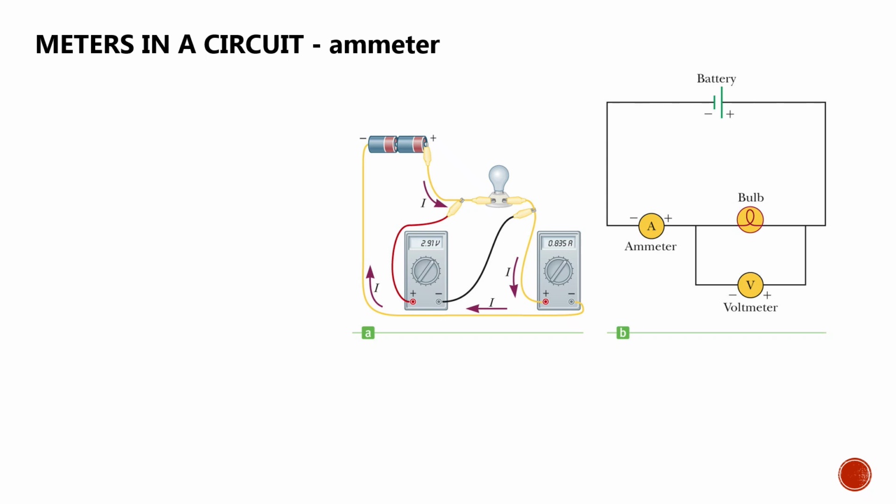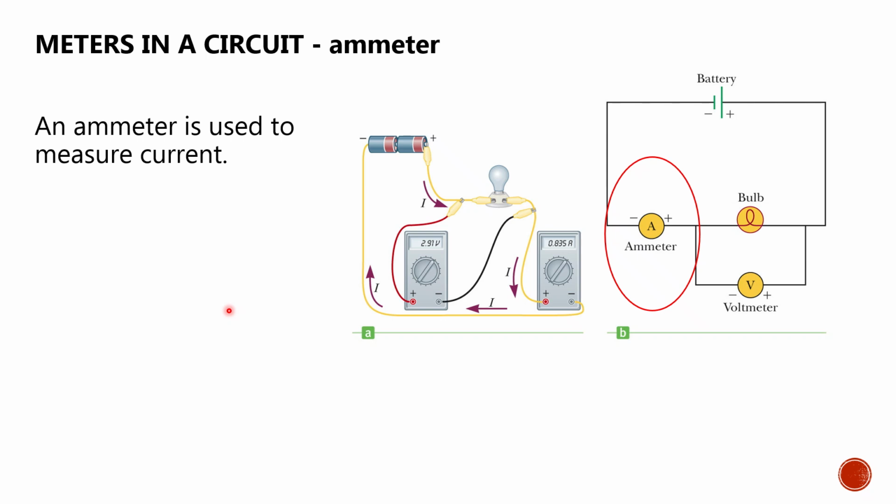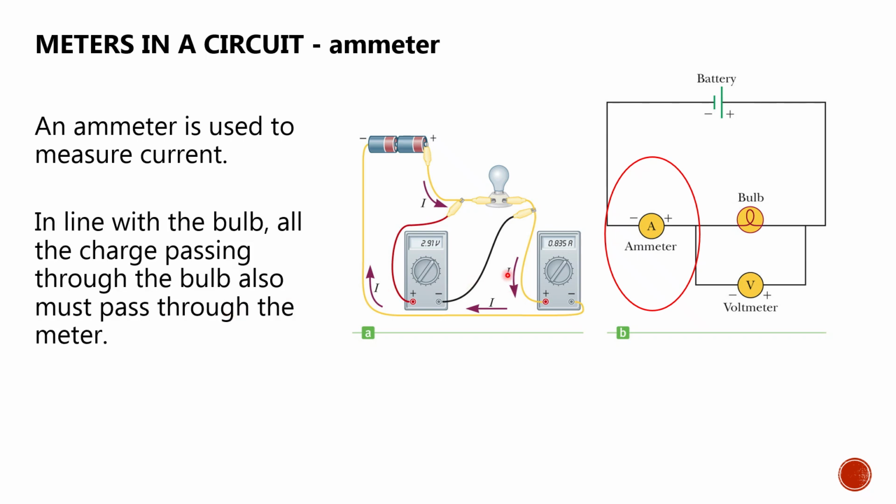There are two most common meters we use in a circuit. One of them is the ammeter. For example, if this is our circuit and this is the circuit diagram, the ammeter is used to measure the current. Supposing we have a battery as the power source and a light bulb. All the charge passing through the light bulb should also pass through the ammeter. So it's important to attach it in series with the component.